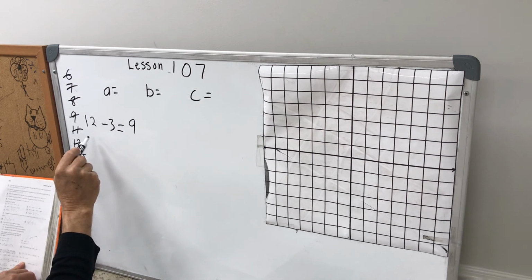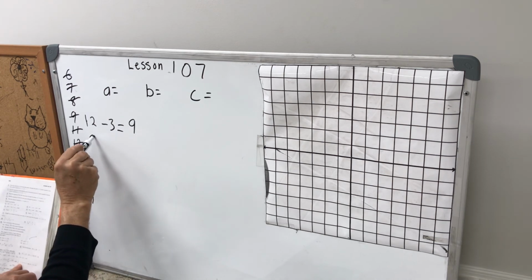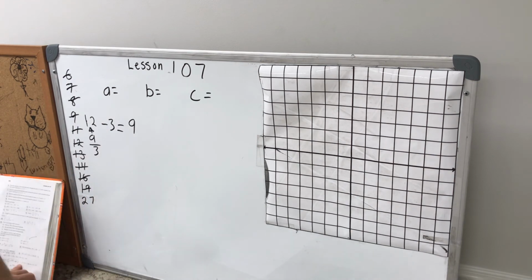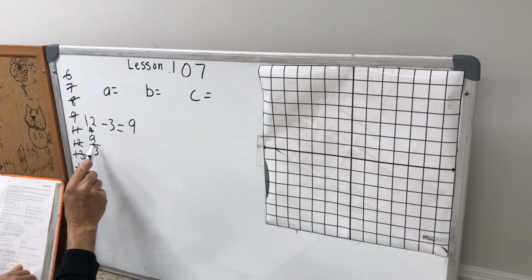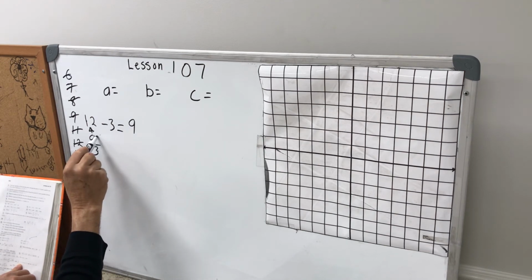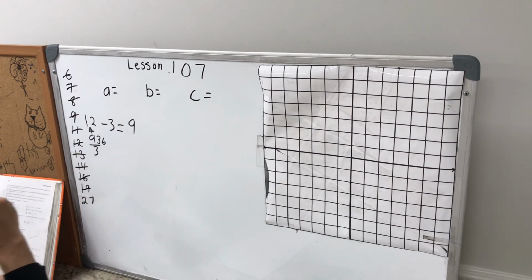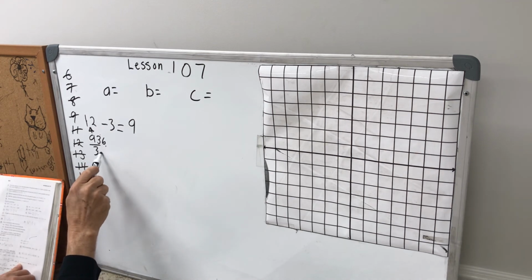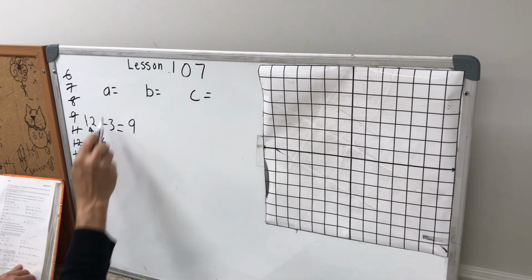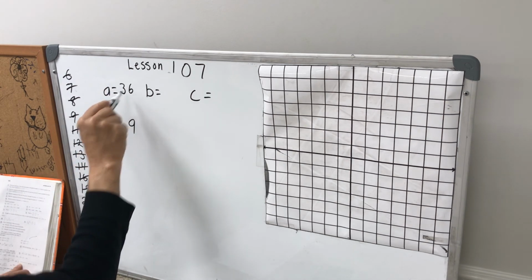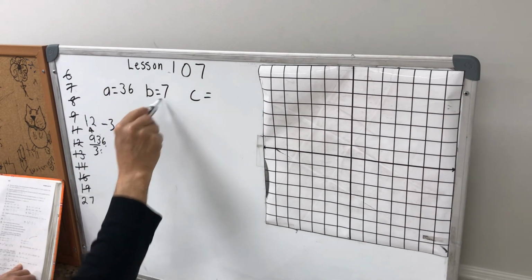So in other words, this A over 3 needs to equal 12. How can we do that? What number divided by 3 equals 12? I'll suggest 36. 36 divided by 3 equals 12. We have just solved for A. 36.